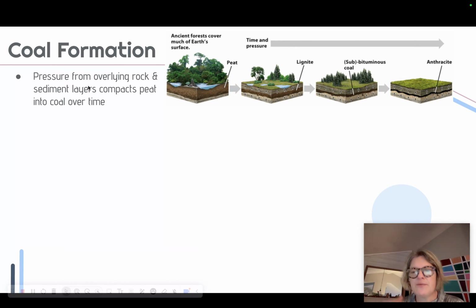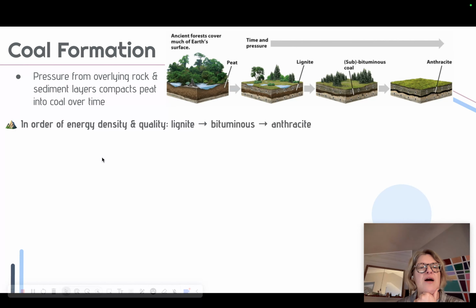Then sediment keeps piling up on that layer, creating a lot of pressure as it's pushing down, and it's depleting the area of oxygen. Eventually peat will turn into a type of coal called lignite. In order of energy density and quality, it is our least dense. When I say energy density, I'm talking about the amount of energy that we get in a certain amount of coal.